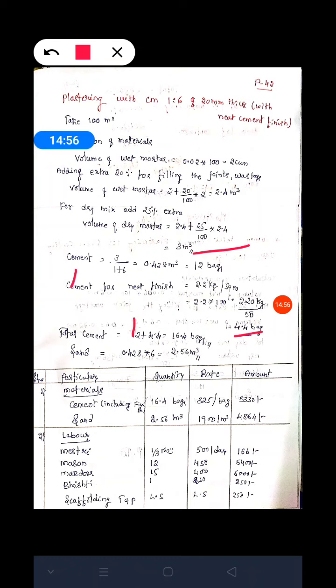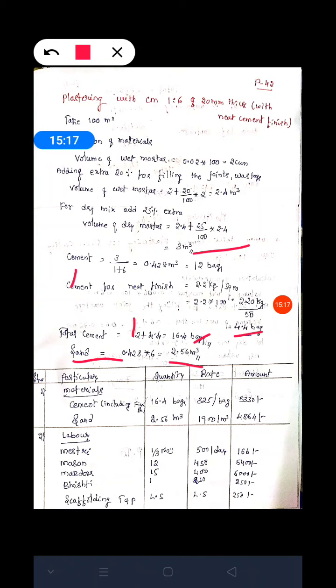Therefore, the total number of bags of cement we require is 12 plus 4.4, which equals 16.4. Similarly, for the sand it is 0.428 into 6, then we got 2.56 meter cube. Then we should prepare a tabular column like this, with serial number, particulars, quantity, rate and amount.